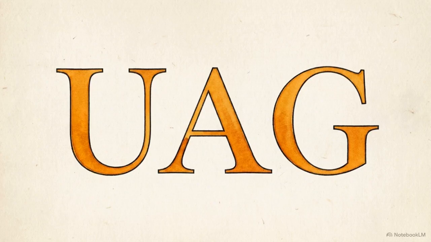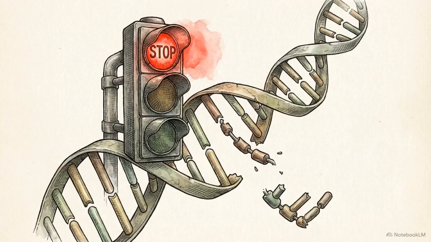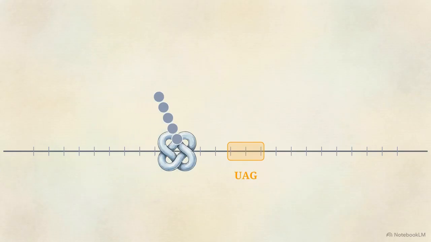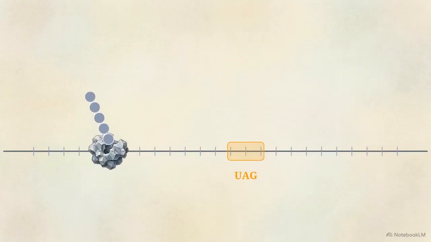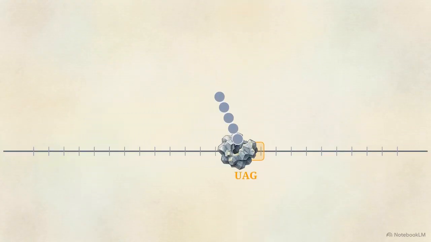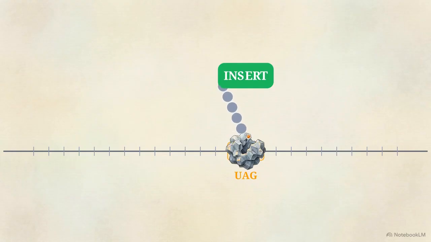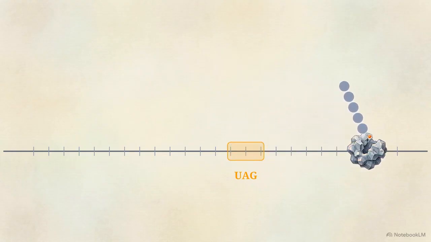To understand this anomaly, we have to look at the UAG amber codon. In humans, this genetic sequence functions strictly as a stop signal, telling the cell to terminate the protein chain. This schematic shows a human ribosome tracking mRNA. Hitting the UAG sequence, it recognizes the stop signal and releases the protein. But commensal archaea read that exact sequence as an insertion command, immediately adding a specialized molecular block instead of stopping.